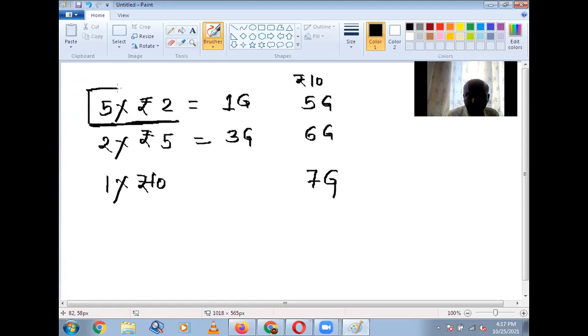Here you are taking 5 times. You are giving 5 times 2 rupees. You are here giving 2 times 5 rupees. And here you are giving 1 time 10 rupees. Are you getting? This is the time reducing amortized complexity.